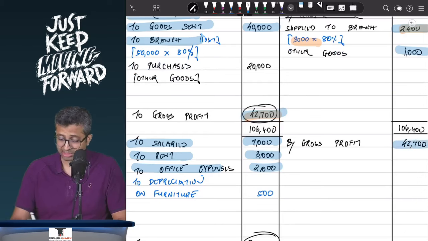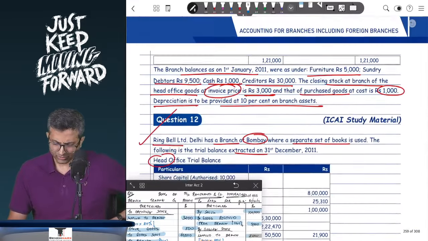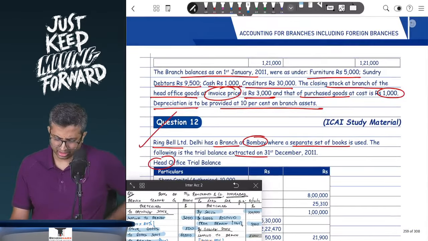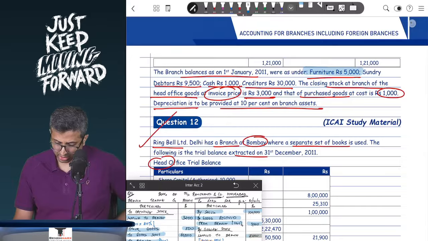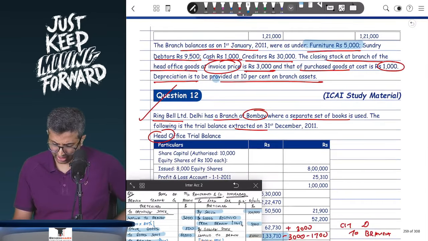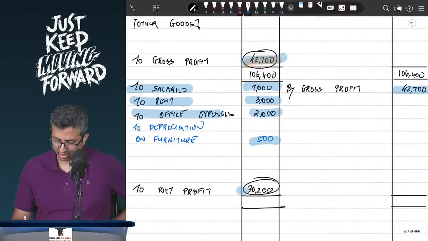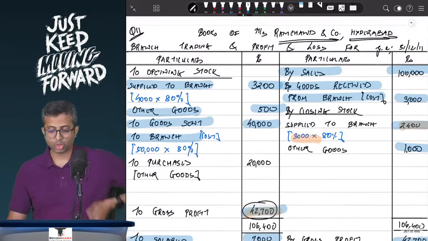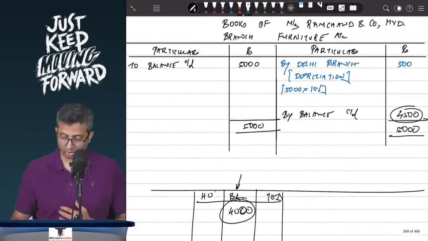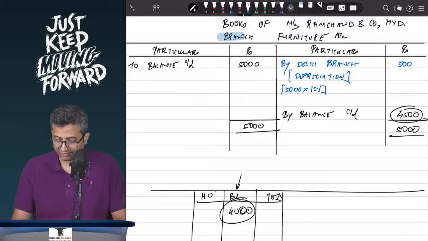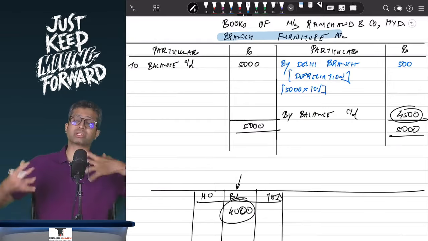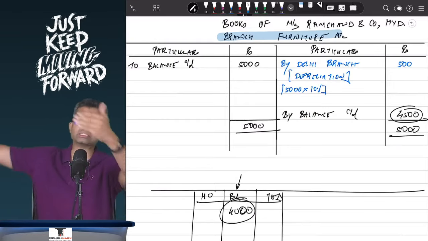And that's about it. If you review, other than this, there would be a depreciation. Furniture is 5,000, and is there a depreciation rate given? Yes, 10%. So this is, I believe, 500. And then 30,200 will be the balance in the profit and loss account. Apart from that, if I look at the branch assets, which are kept in the HO, everything else is in the branch books only.